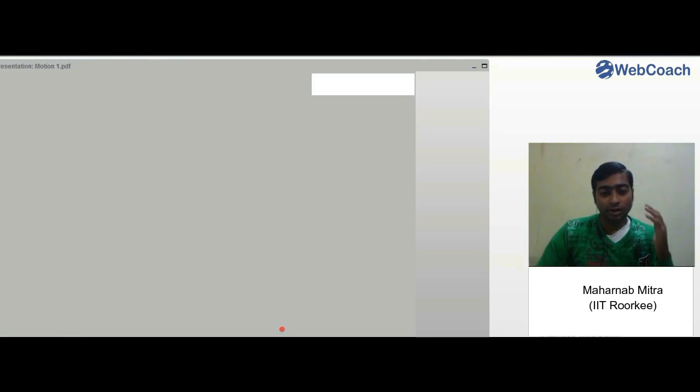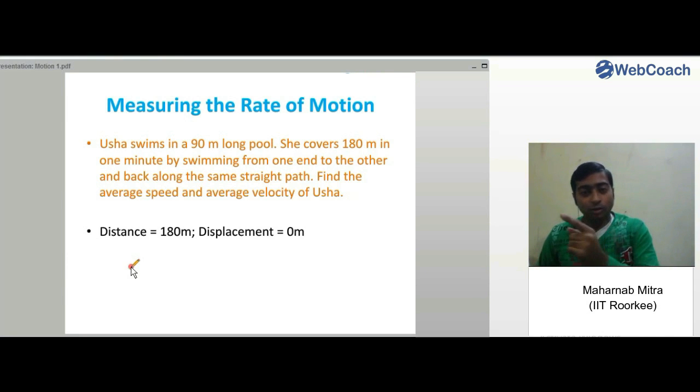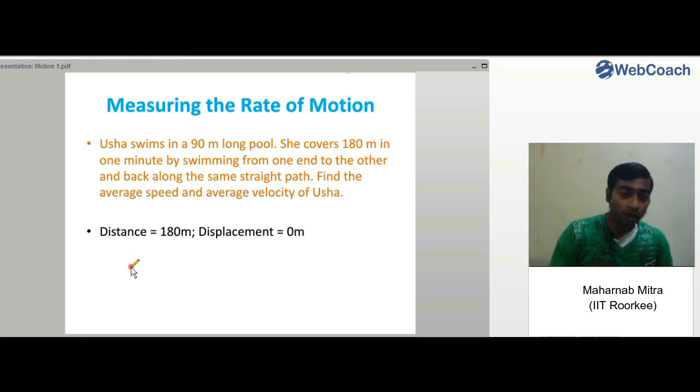Now let's see how to solve this. Let's consider case by case, right? So you can see the distance covered by Usha is 180 meters. Why? She went forward 90 meters and went back 90 meters, so she covered 180 meters, right? And that too in 1 minute. But the displacement of Usha is 0.